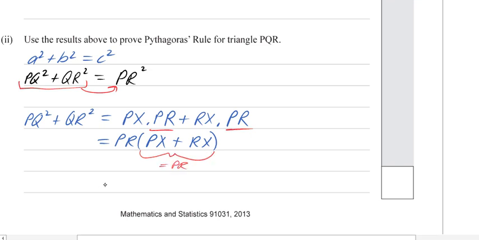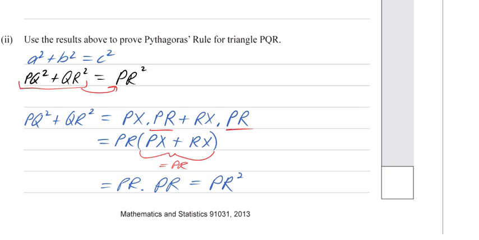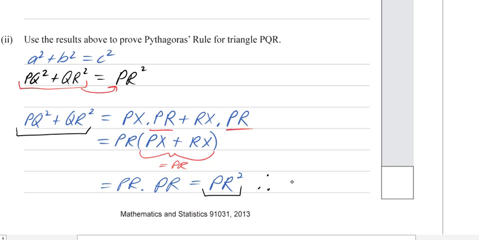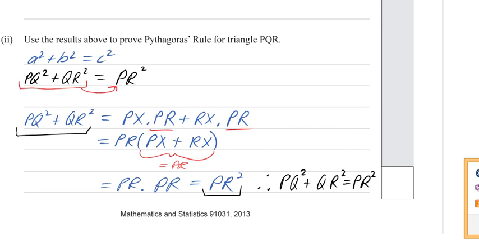And then that means that I've got PR times PR, which is actually PR squared. And so I've shown that if you start with PQ squared plus QR squared, you end up with PR squared. So we'll write therefore PQ squared plus QR squared equals PR squared. And that's it for those two questions.